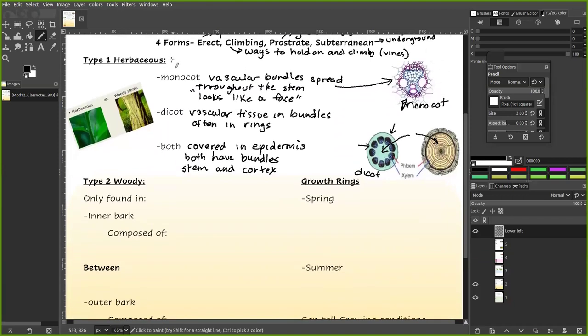Now that's in a herbaceous stem. Remember, herbaceous stems are green and they're flexible. A woody stem is rough and hard. Oftentimes they're brown or black. And they can be in trees, but they can also be in bushes. And honestly, you find woody stems a lot more in perennial plants that grow every year than you will in plants that just grow for a season.